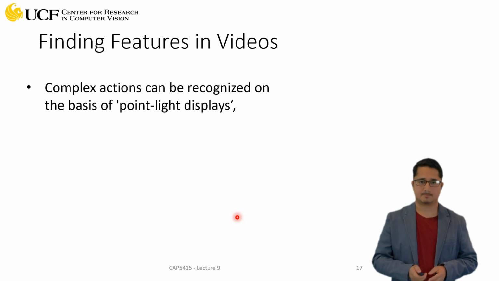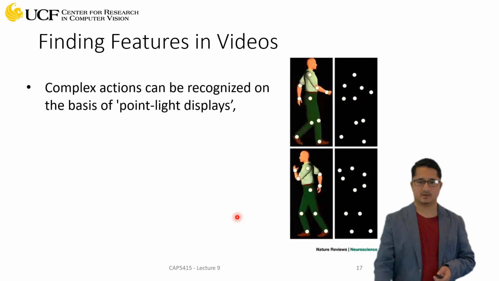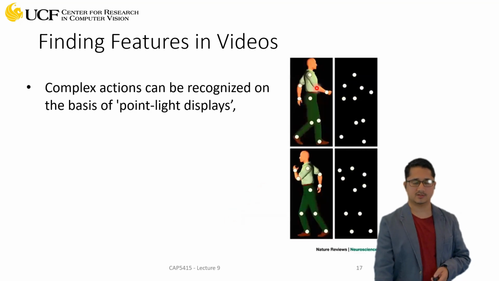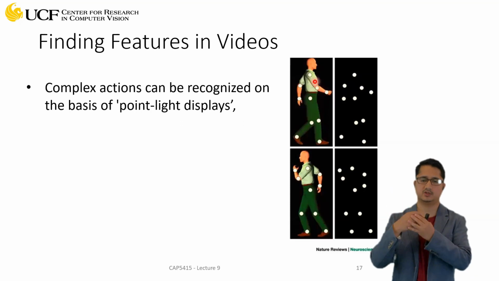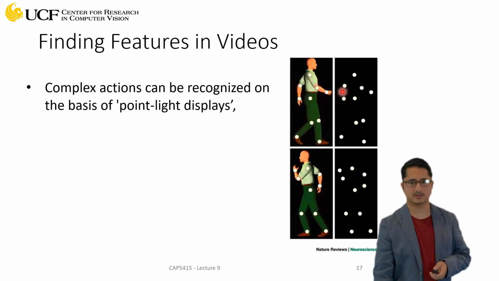Okay, so let me show you one very simple representation of videos. For example, this is called point light displays. What we do here is, let's say we have a person performing some action. We just identify the joint angles, okay? The joint angles of the human skeleton. And these white dots on the right are exactly showing that.